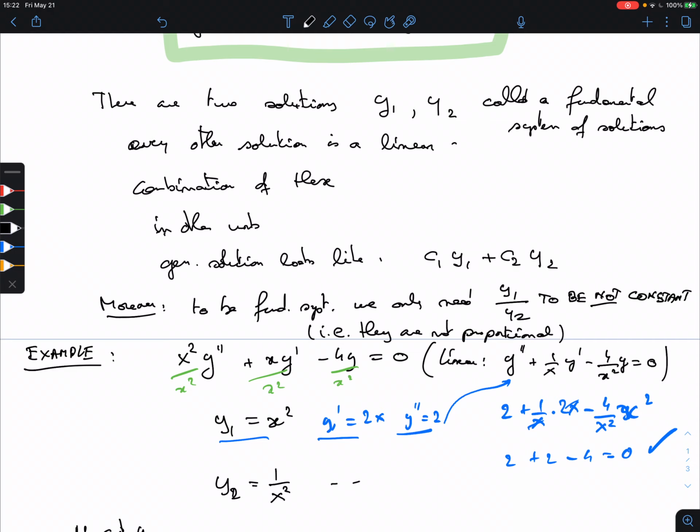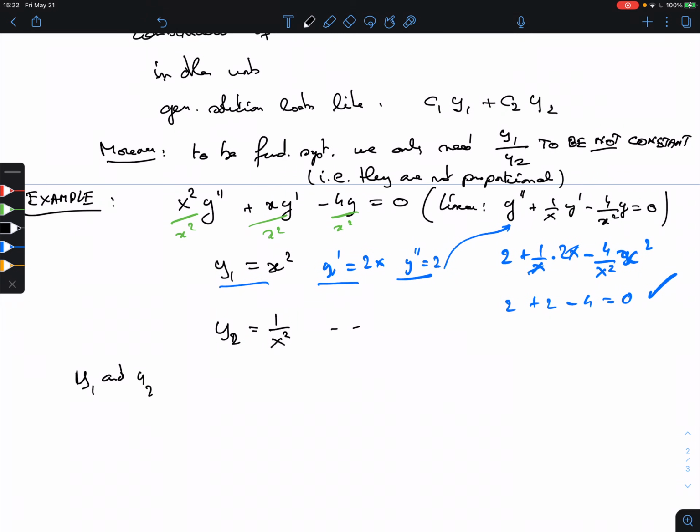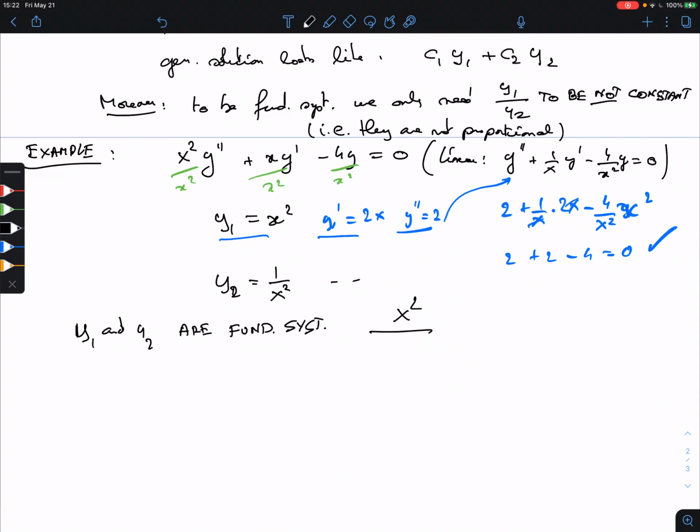Because we know that if we take a solution and we multiply with a constant, that's proportional to the original one, it gives me a new solution. But if you divide the two, then I get a constant. So that's not a fundamental system. But here, y1 and y2 are a fundamental system. In this case, why? Because x squared divided by 1 over x squared, be careful with dividing, right? We have to say that they're not constant multiples of each other. That's x to the fourth, which is not constant. Constant would mean there's no x there, but there is an x.